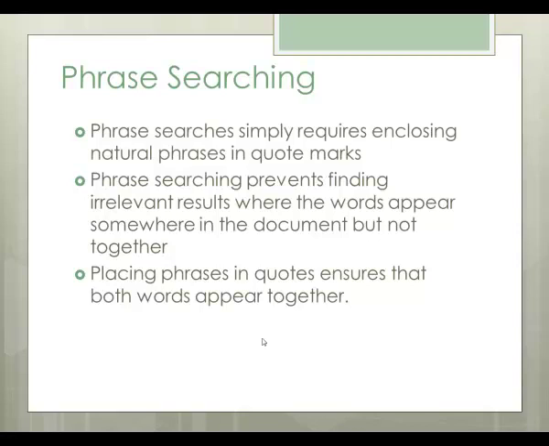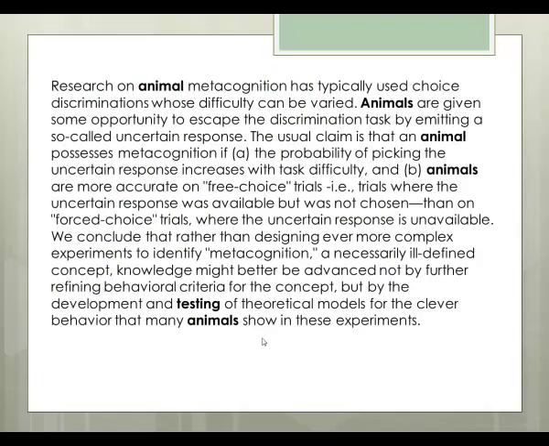Another way to enhance a search is to create a phrase search. A phrase search simply requires you to place natural phrases in quote marks. Terms like animal testing and medical research, which can normally appear together as a complete idea, are the best candidates for phrase searching. Let's look at an example. Searching for animal testing without quote marks may return results like this. This article is about creating better testing to measure the cognitive ability of animals. Notice how the words are not related to each other at all. They appear randomly throughout the article.